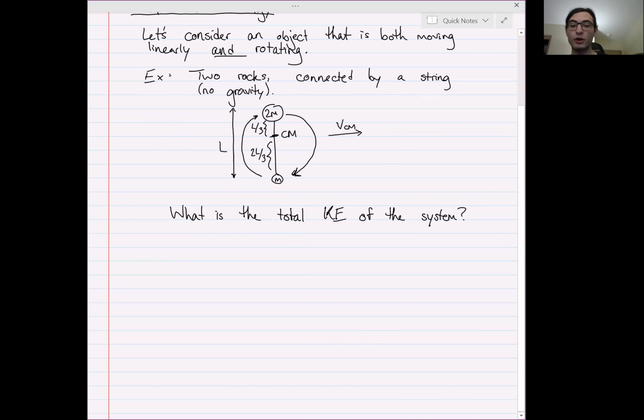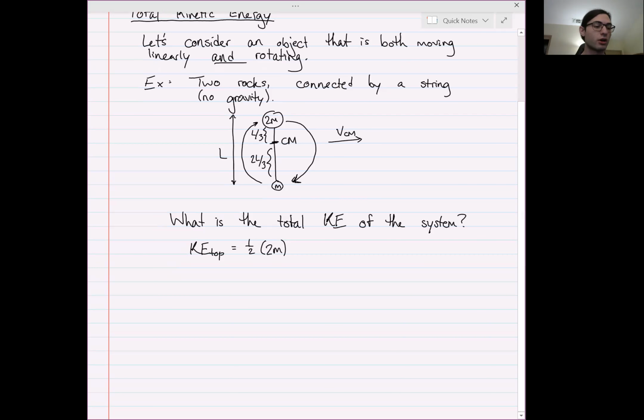So what we're first going to do is just compute the kinetic energy of each of the rocks as we normally would. We do 1/2 mv squared for each of the rocks and then add them together. So the kinetic energy of the top rock is just 1/2 times twice the mass. I'm going to find the kinetic energy in the configuration it's in. The kinetic energy won't change with time, but sometimes it's easier to calculate depending on the orientation of your objects, especially because they're rotating. So at this instant in time, as I've drawn, the kinetic energy of the top rock is 1/2 times 2m times the speed of the top rock squared.